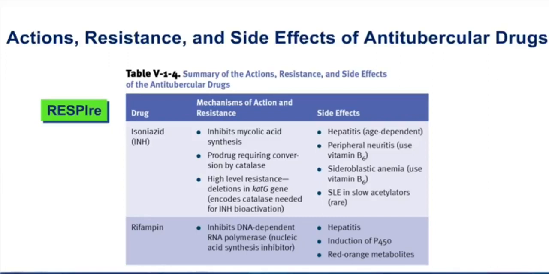Very popular test question about peripheral neuritis. This is the reason why you supplement with vitamin B6. Isoniazid, in fact, mimics a B6 deficiency. So when you supplement with vitamin B6, you can overcome this particular side effect. Similarly, isoniazid causes sideroblastic anemia, where you can also use B6 to overcome that.